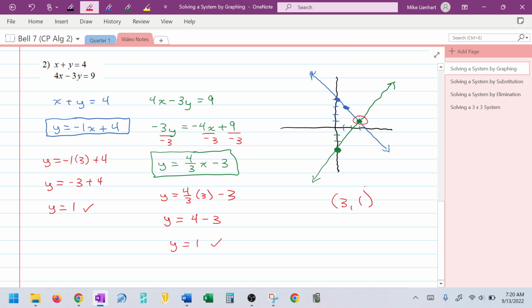That checks off. Therefore, this must be my point of intersection, which is also known as the solution of the system.